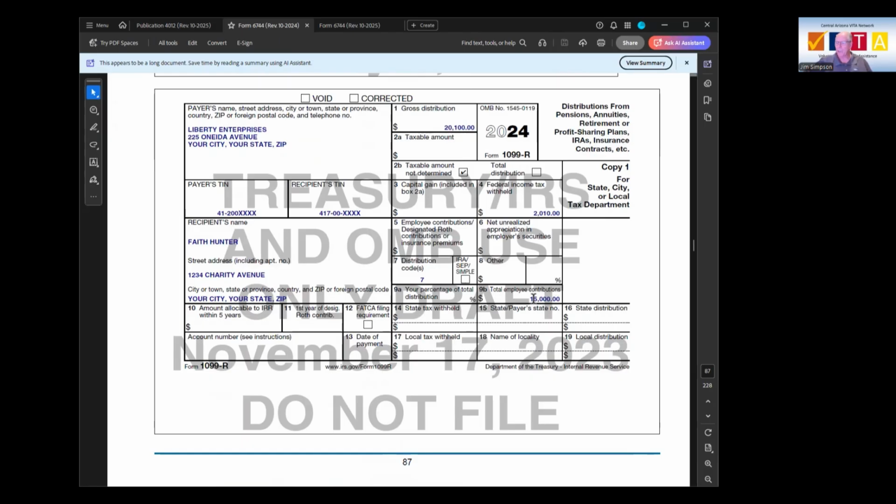This right here, where it says total employee contributions, 15,000, tells you that this is not likely to be 100% taxable, because she gets to recover part of her after-tax contributions. So this is the data that we need to go in here.